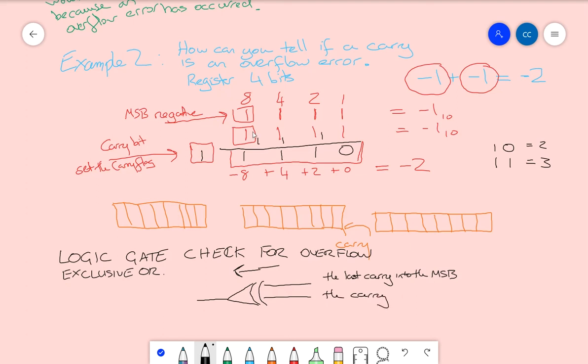So the carry into the most significant bit is this here, and that was a 1. And the carry at the end is this, and that was a 1. So in this exclusive OR logic, that is a 1, and in order for this to be true, that would need to be 0. Because both of them are 1, this is false. That means that an overflow error has not occurred.